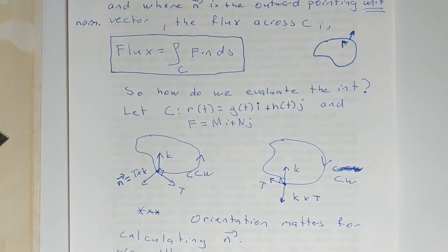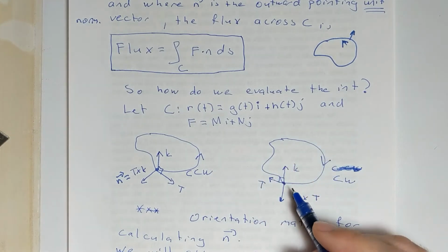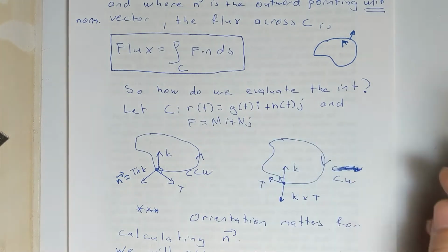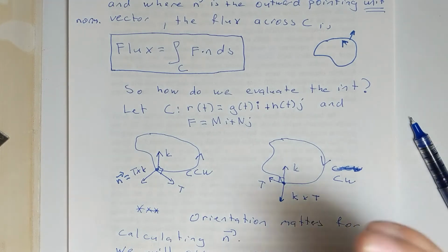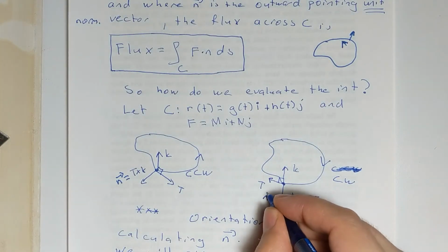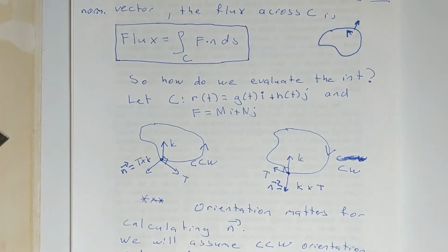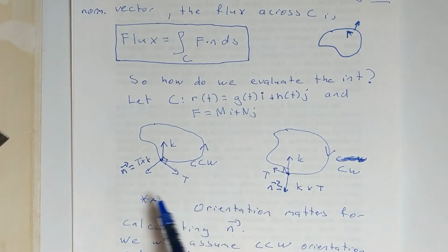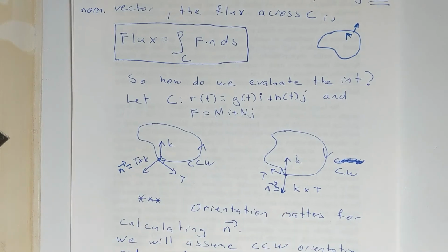So n is equal to T cross k when the orientation is counterclockwise. If, on the other hand, the orientation is clockwise, going around like this, this time the vector k comes out towards you, and this is the tangent vector. Then we need k and T, and this way is going to be k cross T. The way you calculate the integral does not matter; the integral formula is exactly the same for both. But the formula for n changes. In one of them, n is equal to T cross k. In the other, n is equal to k cross T.